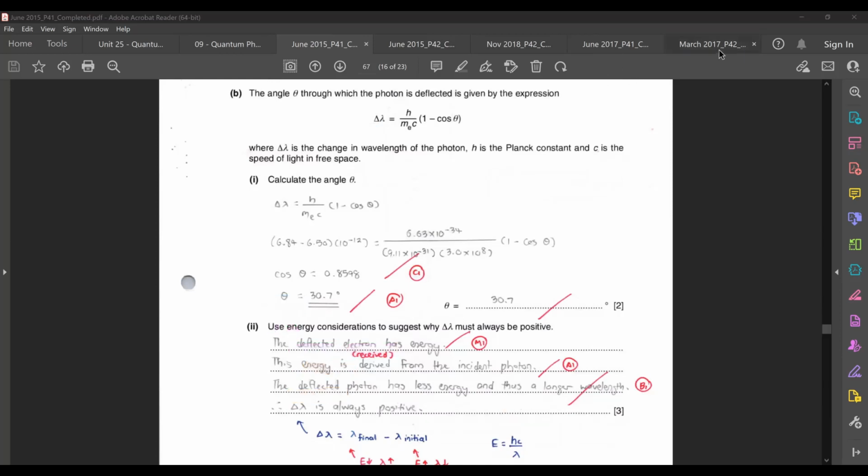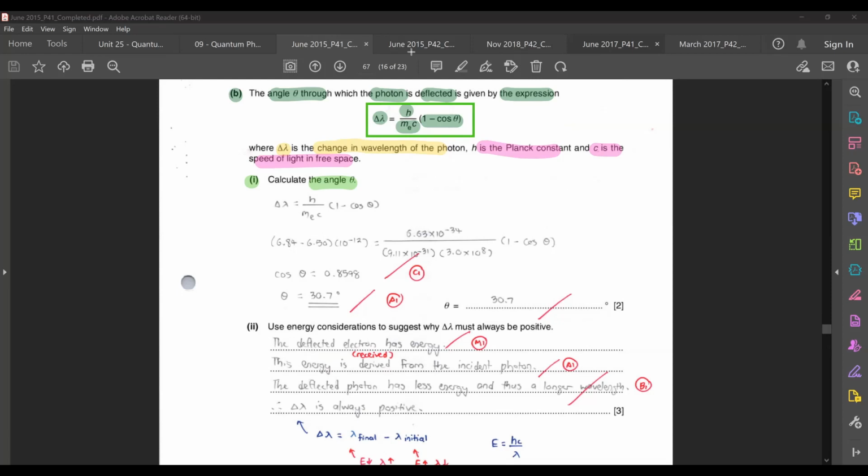Okay, then if you move on to part B, now for part B, they mentioned that the angle theta through which your photon is deflected is given by this expression, delta lambda is h over mec multiplied with 1 minus cos theta, where your delta lambda is the change in wavelength of your photon, h is your Planck constant, and c is the speed of light in free space. From there, calculate your angle theta. This one is pretty straightforward. You just need to use the equation that they've given to you, sub in all the relevant values.